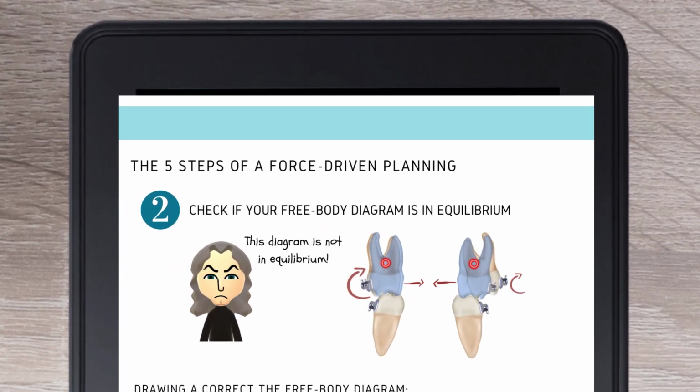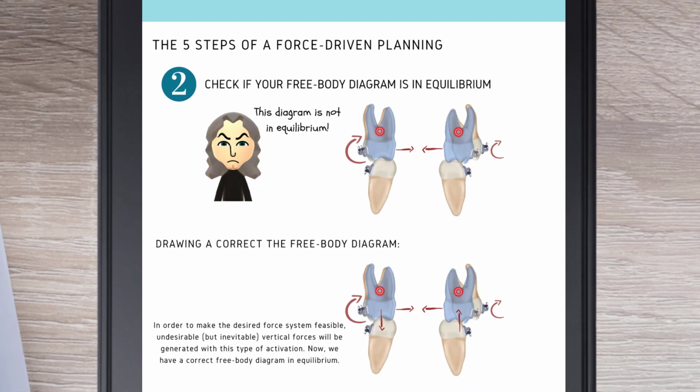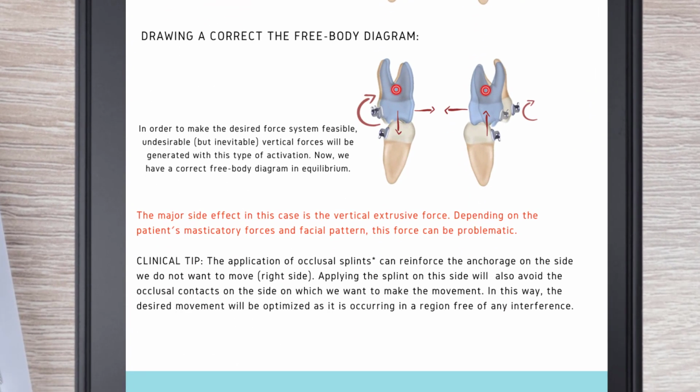In step number 2, we can check if our free body diagram is in equilibrium. As you can see in this picture, the diagram is not in equilibrium. Let's draw a correct free body diagram. In order to make the desired force system feasible, the undesirable but inevitable vertical forces will be generated with this type of activation. Now we have a correct free body diagram in equilibrium. The major side effect in this case is the vertical extrusive force. Depending on the patient's masticatory forces and facial pattern, this force can be problematic.